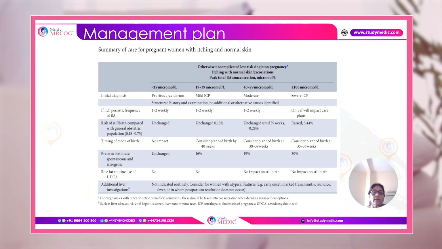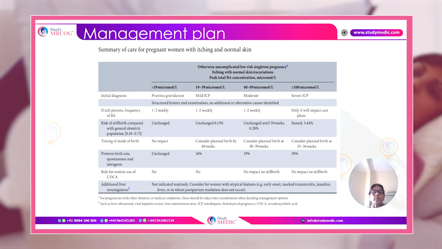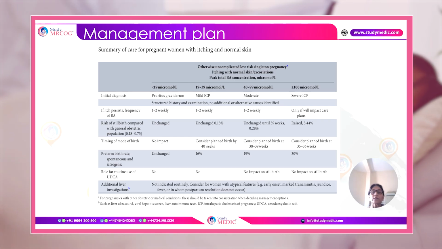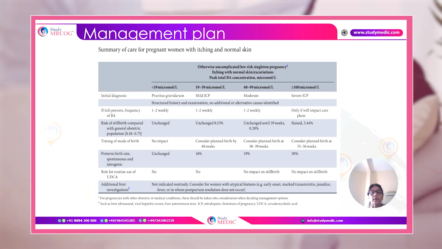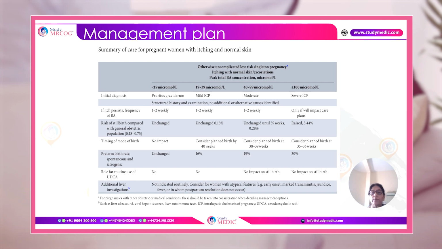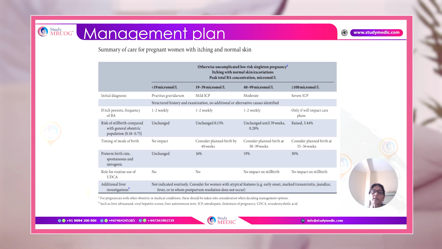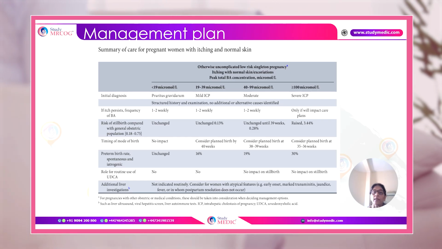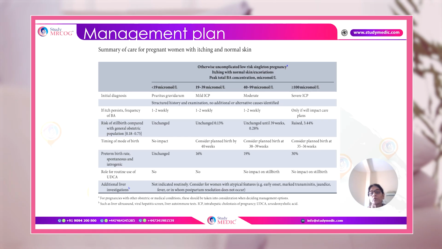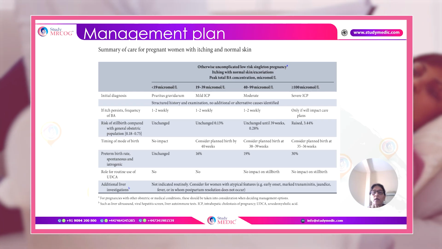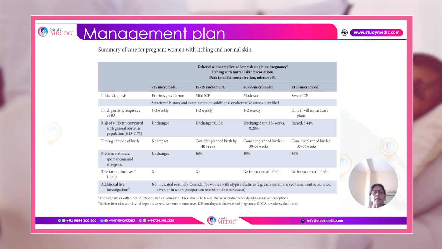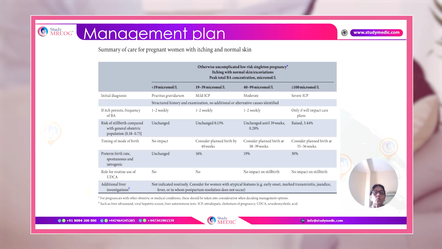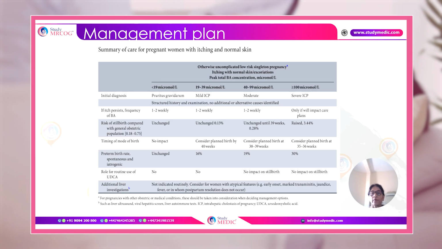Remember, for women who have mild IHCP, you will deliver them by 40 weeks of pregnancy. Those who have moderate IHCP, they will have a planned birth at 38 to 39 weeks of pregnancy. And those who have severe IHCP, for them, you will deliver them by 35 to 36 weeks of pregnancy. Ursodeoxycholic acid has no impact on the stillbirth, and nowadays it is not routinely offered to anyone who has IHCP.